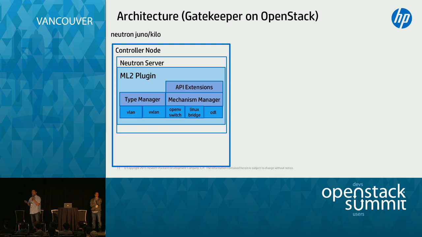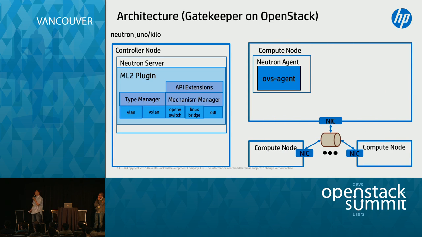So when we try to deploy OpenStack, we can use different types of deployment models. I'm going to show a very simple model based on one controller and several compute nodes. When we consider the networking part in OpenStack, we are running the Neutron server on the controller. We can also use different types of plugins on Neutron. For example, when you run the ML2 plugin, we can use different types of type drivers and mechanism drivers for supporting the networking part.